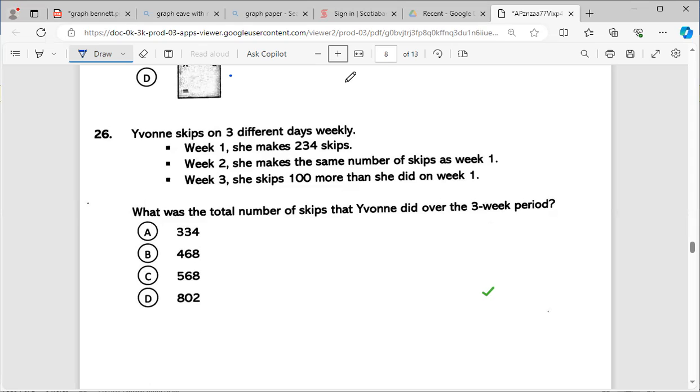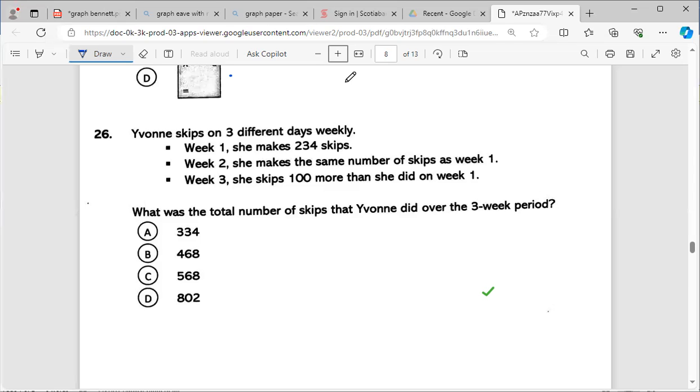Week 1, she makes 234 skips. Week 2, she makes the same. Ah! There is a trick. Really? There's a trick? I don't think there's any trick. Yes, really, sir, because look at it.